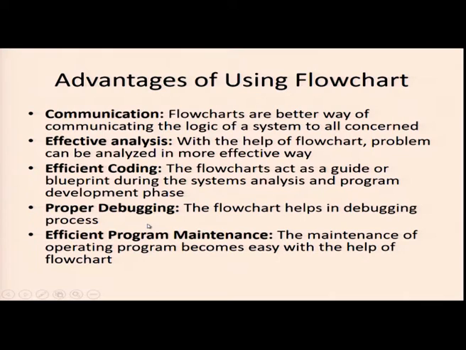The flow chart helps in the debugging process. What do you mean by debugging? What is a bug? What is a debug? A bug is an error. A defect, then what is the difference between a bug and a defect? A bug is an error which takes place in the development environment itself, wherein a defect is an error that takes place at the customer end.